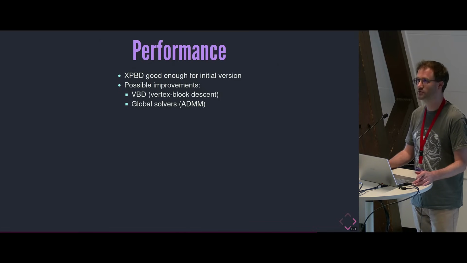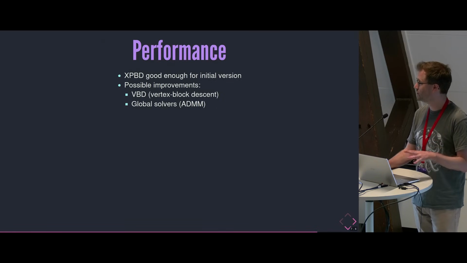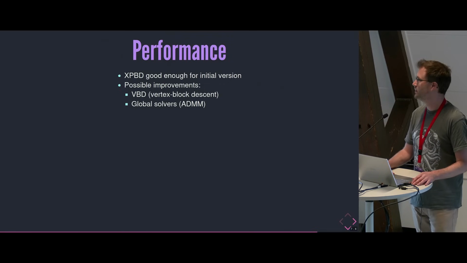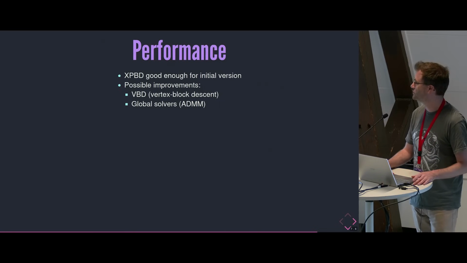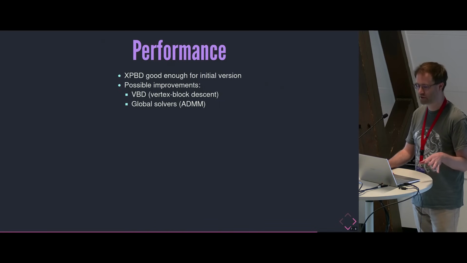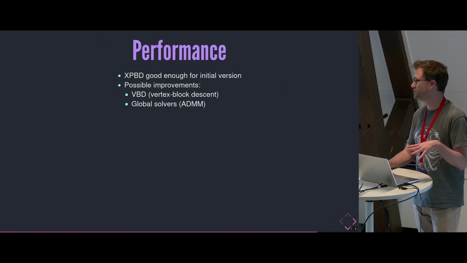The parts that are slowest are, I would say, collision detection, which is not really part of the constraint solver itself. But in the future, we might also look at more improved solver versions. So like vertex block descent is a method that is conceptually similar to the XPBD method, but promises to offer much better performance. I'm just throwing these terms out here for reference in the future. And then global solvers are another possibility to look into. They work in a somewhat different way, and they have their own issues, but it's something that we might be looking into.